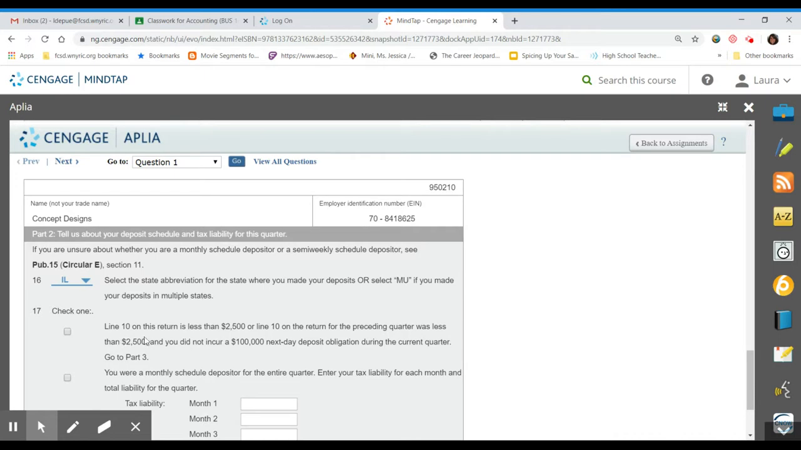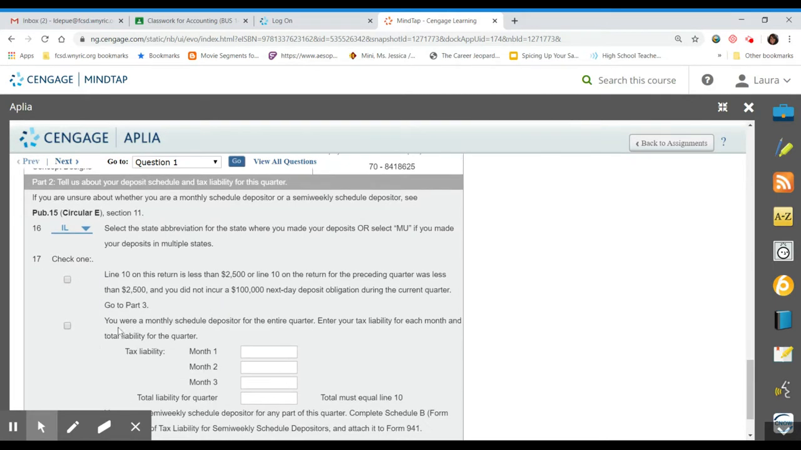Check 1 says line 10 on this return is less than 2,500, or line 10 on this return for the preceding quarter was less than 2,500, and you did not incur $100,000, and so on. So for this one, does not apply. The second says you were a monthly scheduled depositor for the entire quarter, which is what they told us we were to begin with. So we're going to click on this box to check that we are a monthly depositor.